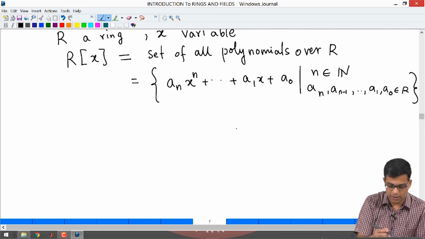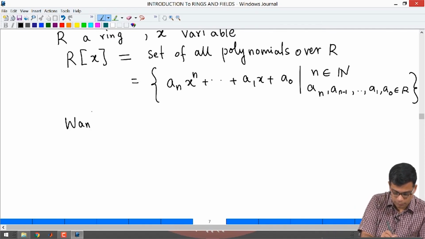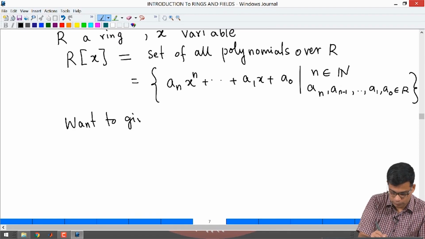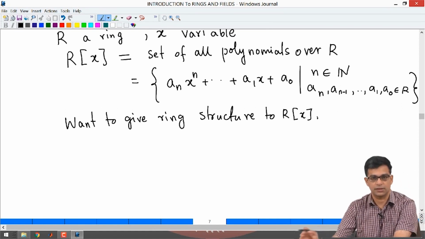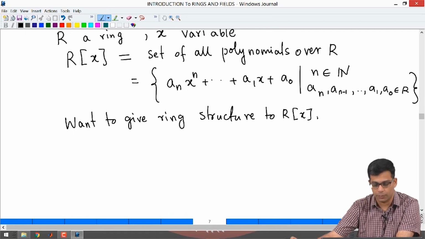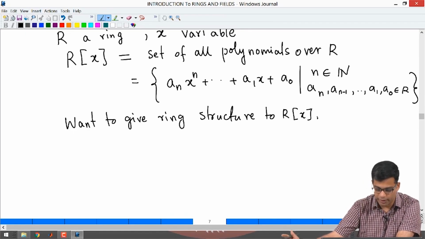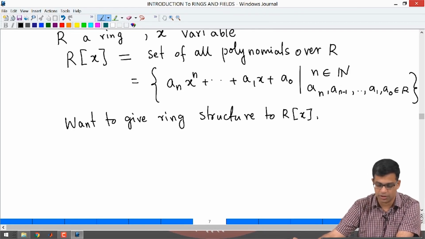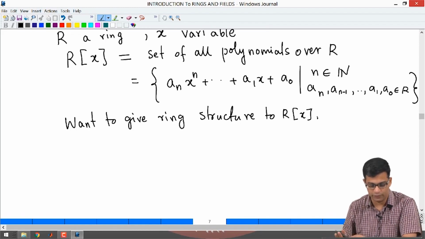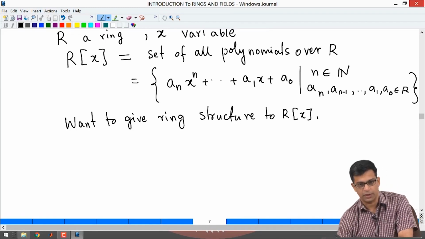So now the next thing is we want to give a ring structure to R[x]. So this is our next goal. What is a ring structure? Remember from the definition of a ring that we gave some time ago, a set is called a ring if it has two operations. We usually call them addition and multiplication. Under addition it has to be an abelian group, multiplication has to satisfy some properties but it need not have inverses, and addition and multiplication have to distribute.